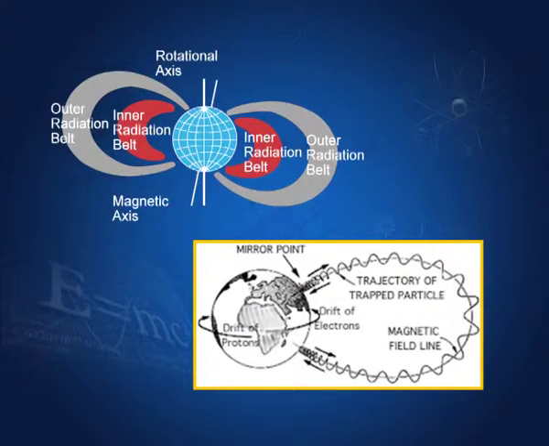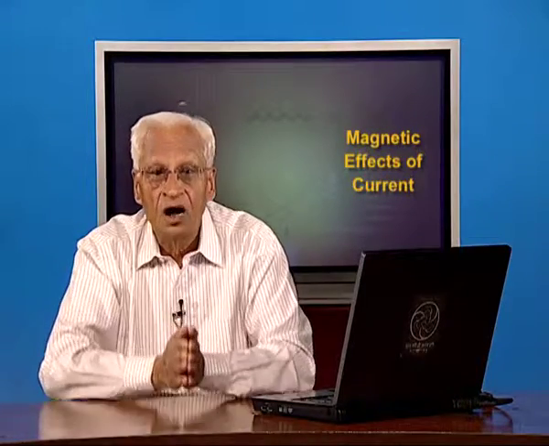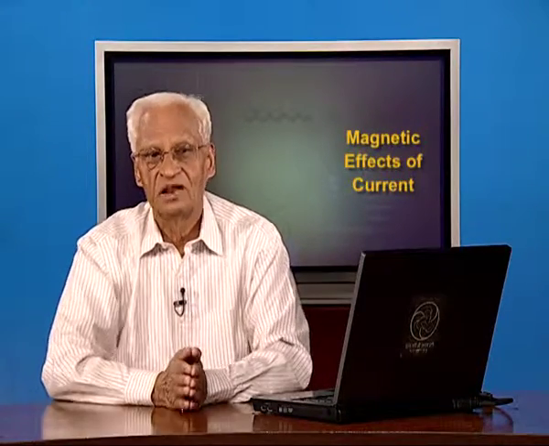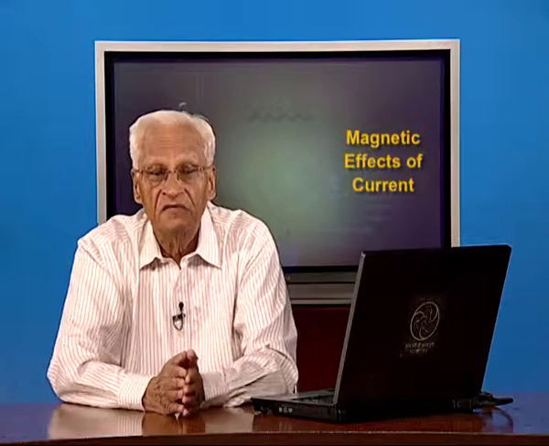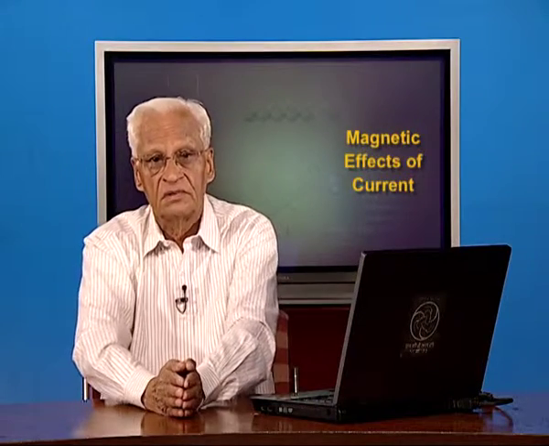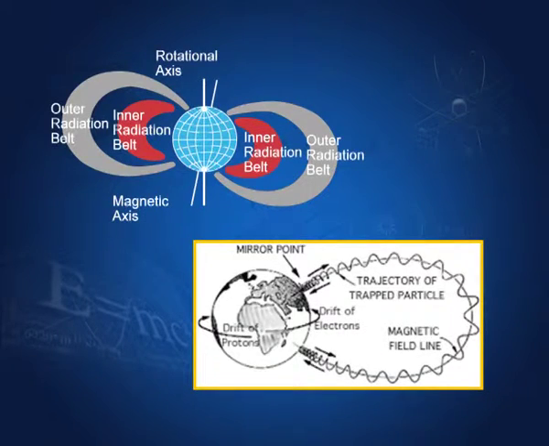So, this magnetic shield is very important for us, because it has allowed life to develop on the earth. This is quite similar to the shield provided by the ozone layer in the atmosphere, which protects life on the earth from the harmful effects of the solar UV radiation. This you know, but perhaps you did not know that the magnetic field also serves a very important purpose of preventing the high energy particles from coming and hitting us.